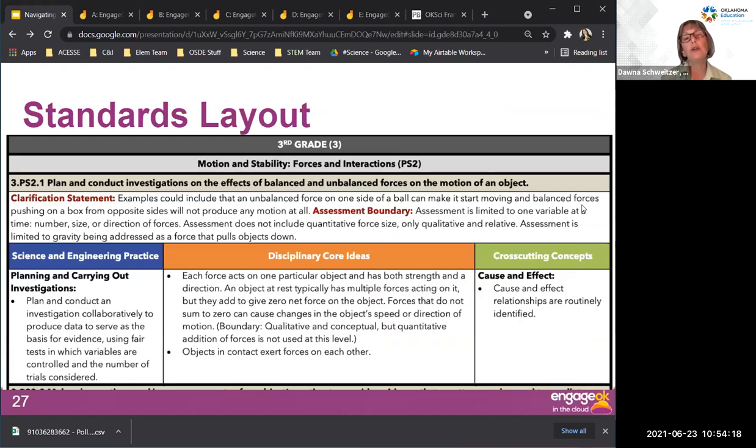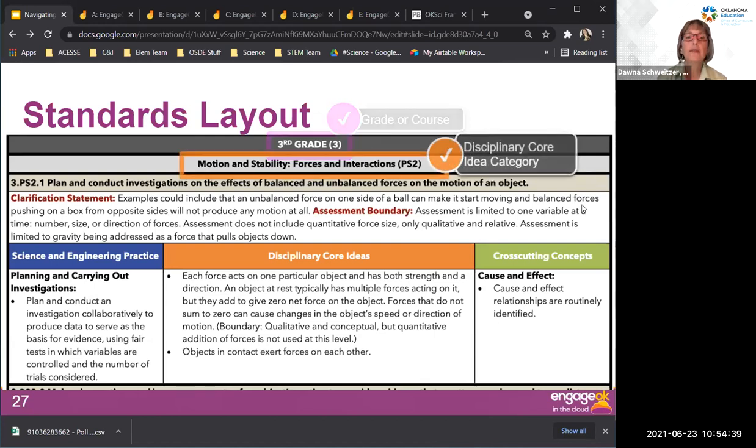Okay, in the new standards booklet, or online, now it's digital, you can download it, and you will notice that there has been a change to the layout. So it's going to look a little bit different. The first thing that we're going to call to your attention is this is where you will find the grade or course name. Okay. The second thing is you will find the disciplinary core idea category.